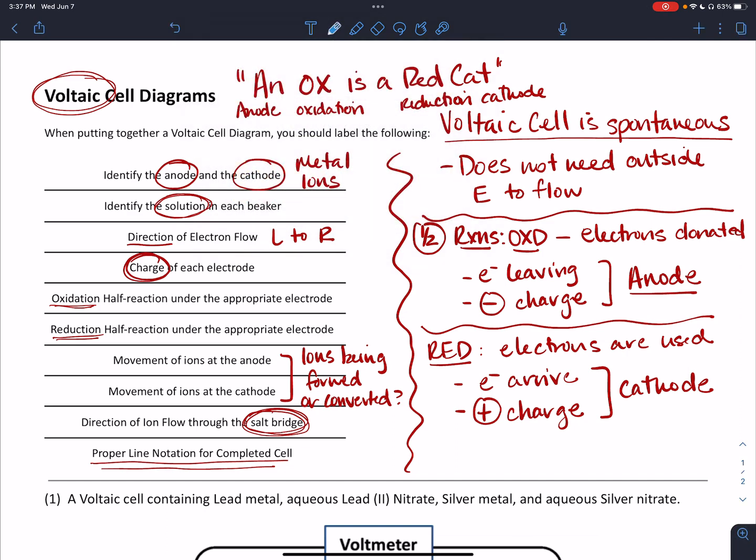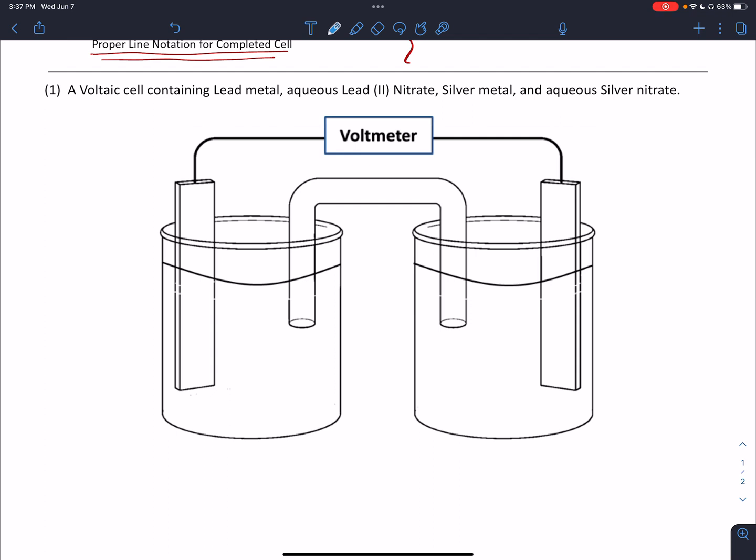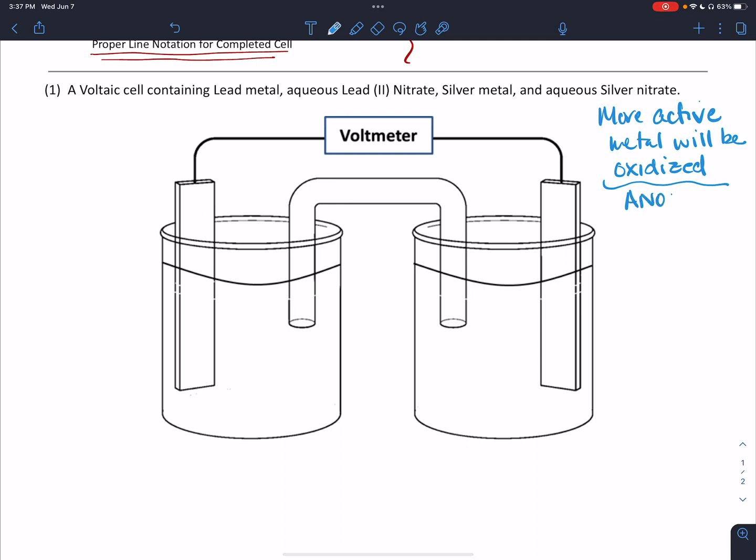Now let's go down to our example. Here we're supposed to build a voltaic cell that contains lead metal, aqueous lead(II) nitrate, silver metal, and aqueous silver nitrate. How do you know where the electrons are being produced and where they're being used? This is going to get back to our activity series. The more active metal will be oxidized, and we said above that the oxidation is happening at your anode. So you can use your activity series to identify which metal should be at the anode and which should be at the cathode.